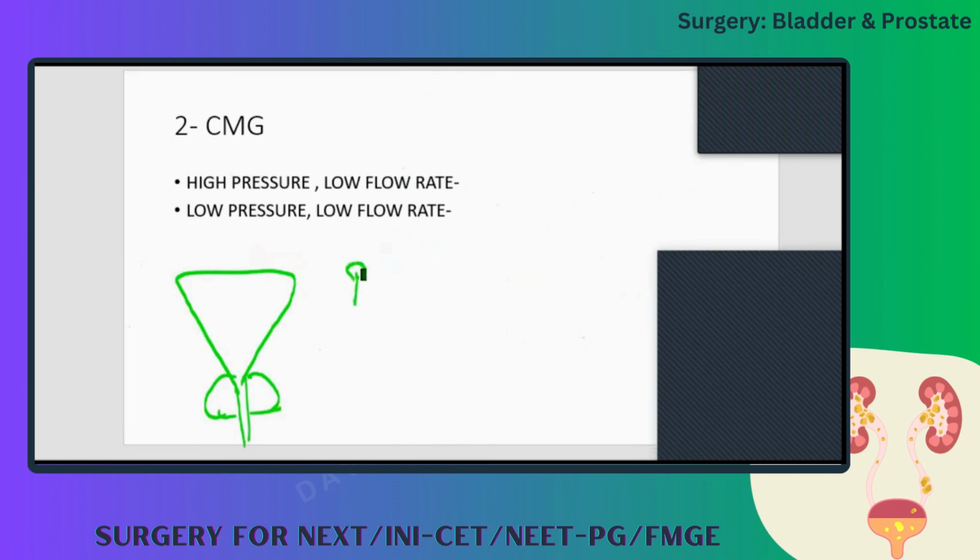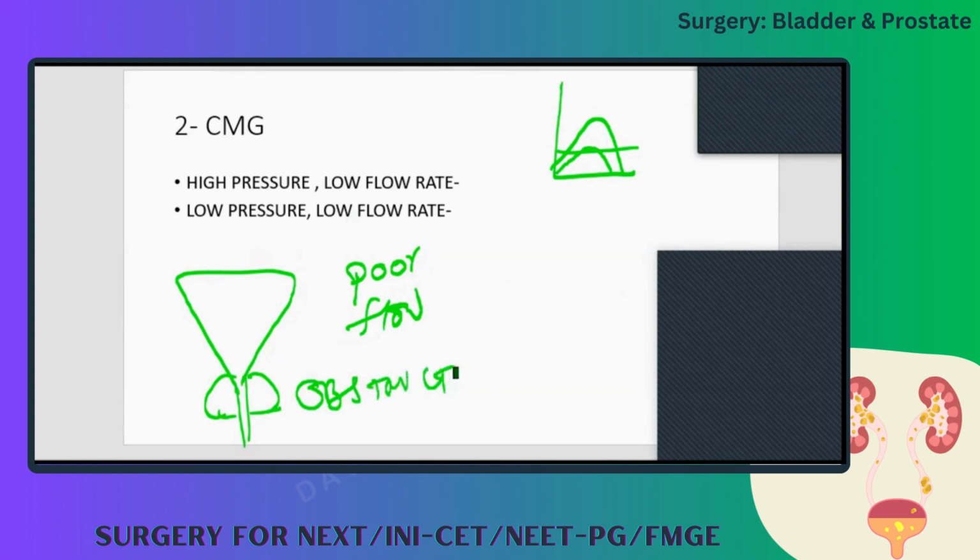So what are the causes of poor flow? Uroflow shows poor flow. This is a normal uroflow. The patient has poor flow. So what are the causes for poor flow? Just think and tell me. Nothing great in this, just logic only. Obstruction. One is obstruction. Okay. Any other?